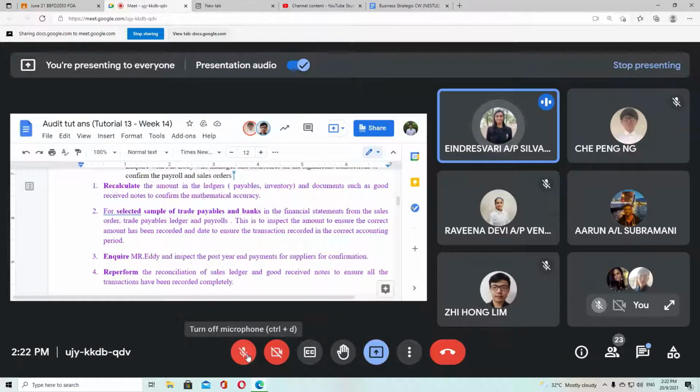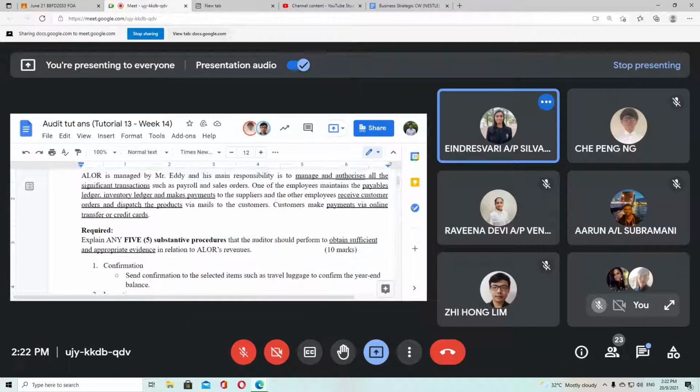And payroll. What has this to do with revenue? Incorrect. Third one for supplier. The question. Scroll up. Did I post the wrong question? Scroll up. I want to see what is the question. Like this when everybody gives wrong answer, I also for a while blur. I have to go back to my question and I have to see. See, explain 5 substantive procedures to obtain sufficient appropriate evidence in relation to revenue.